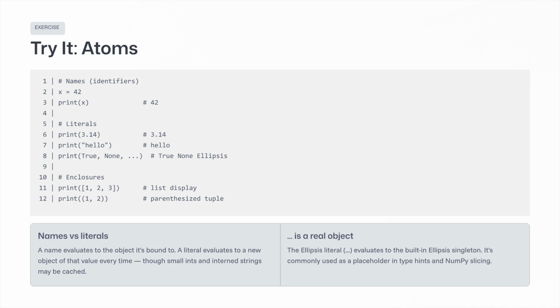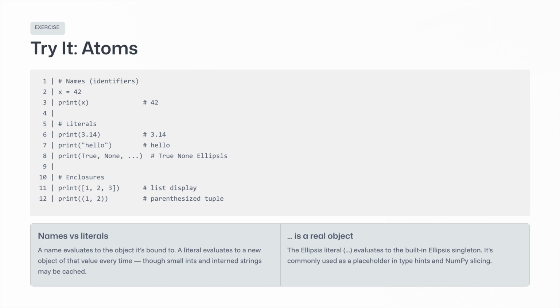Line 8, print true, none, and the ellipsis all in one call. Notice the ellipsis prints as the word Ellipsis with a capital E. It's a real singleton object. Line 11, print a list display. Line 12, print a parenthesized tuple.